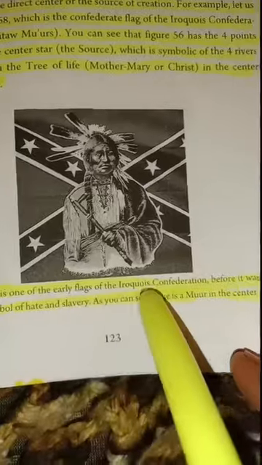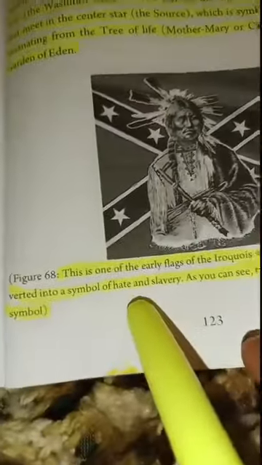Americans are not Indians, the grand finale. You ready? Let's go. This is one of the early flags of the Iroquois Confederation. Hold up. Run that back. This is one of the early flags of the Iroquois Confederation, before it was converted into a symbol of hate and slavery. Did you hear that? Before it was converted into a symbol of hate and slavery.